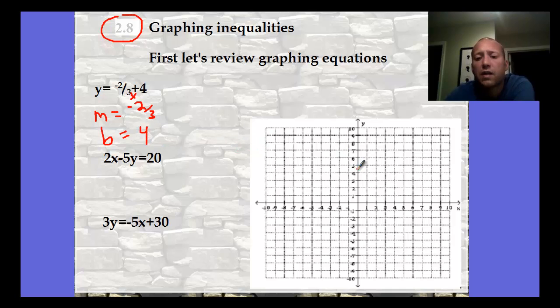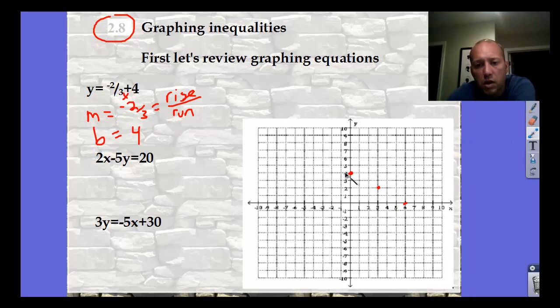And so if I'm going to graph that, I first plot my y-intercept, 4. And I can use my rise over run. So my fraction here is rise over run. So I'm going to go down 2, right 3, down 2, right 3, and then I can connect that. I know it's a linear equation, so that'd be good with those 3 points. I could go left 3, and then up 2, that would also work. And then here's that line.